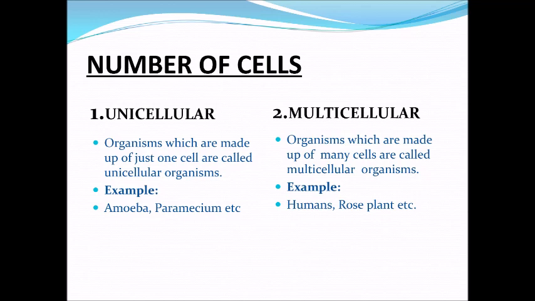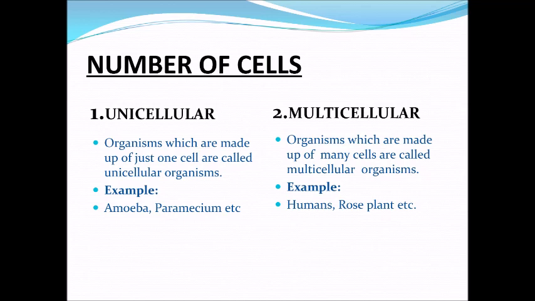And multicellular organisms, it is evident from their name that multi means many. So organisms which are made up of many cells, more than one cell, are called multicellular organisms. Examples are humans, rose plant, cat, parrot, etc. If you take the example of a drop of blood, a drop of blood that comes out from your wound is made up of millions of red blood cells, white blood cells, platelets, plasma, etc.